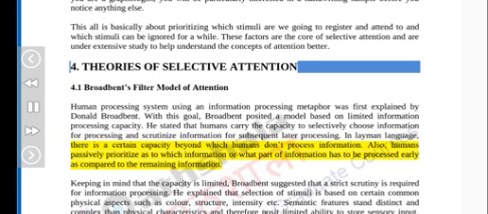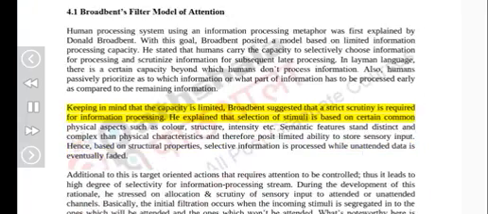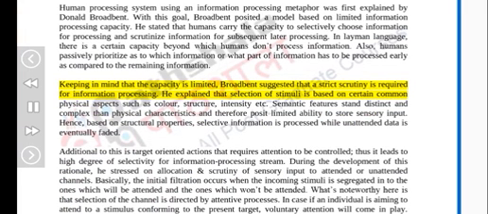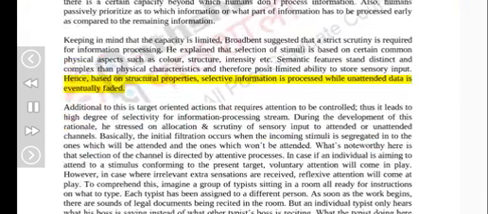Also, humans passively prioritize which information, or what part of information, has to be processed early as compared to the remaining information. Keeping in mind that the capacity is limited, Broadbent suggested that a strict scrutiny is required for information processing. He explained that selection of stimuli is based on certain common physical aspects such as color, structure, intensity, etc. Semantic features stand distinct and more complex than physical characteristics and therefore pose a limited ability to store sensory input. Hence, based on structural properties, selective information is processed while unattended data eventually fades.